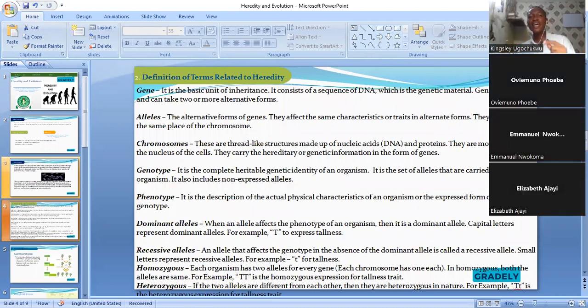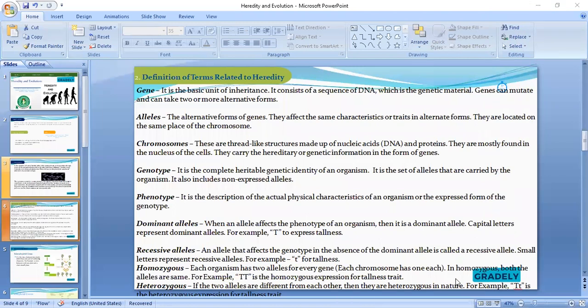So that is it. Now, if I say that I have a homozygous and I have a heterozygous, each organism has two alleles for each gene. In homozygous, both alleles are the same. For example, you can have capital T, capital T. You can also have small t, small t. I don't know if you're getting it.